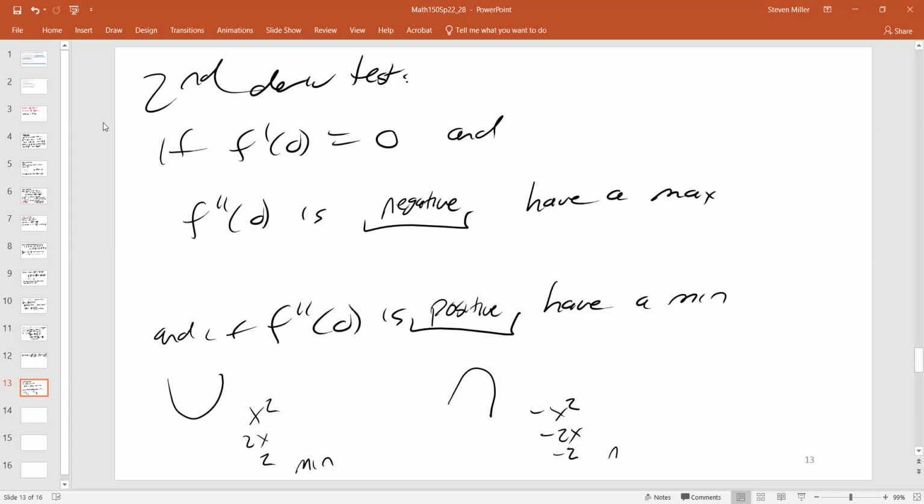And with negative 2, it's a maximum. Okay, so that's more than enough for me to figure out what the second derivative test is. In several variables, if I want to find out if I have a maximum or minimum, step 1 is I want the gradient to be 0.